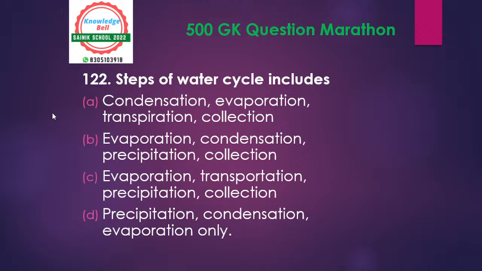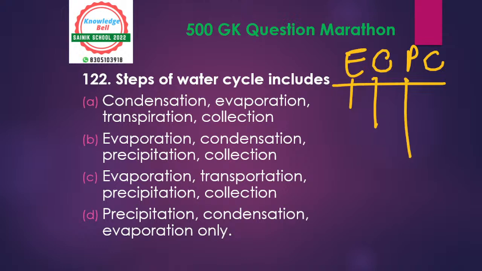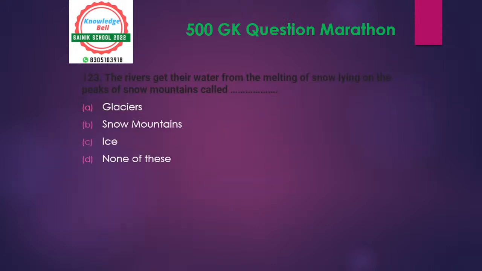So, what will be the correct answer? For this, everyone, we have a mnemonic that you can use, that is ECPC. E stands for evaporation, the first step in the water cycle. Second is condensation, then precipitation, and then collection. So the right answer for the question will be option B, ECPC: evaporation, condensation, precipitation, and collection.